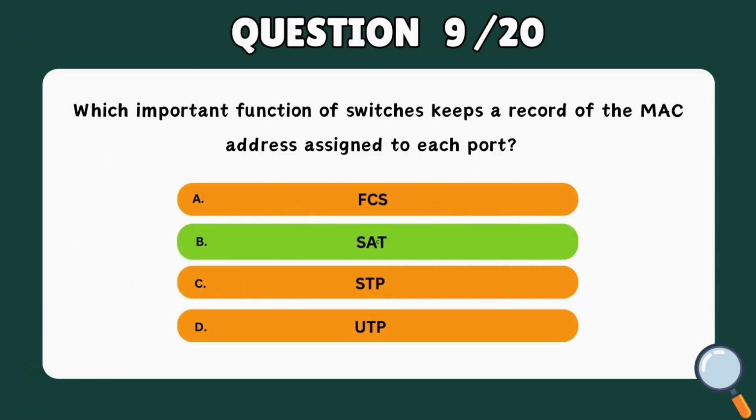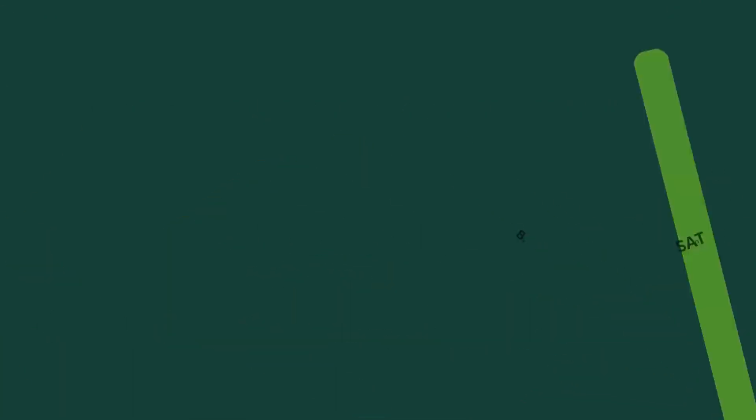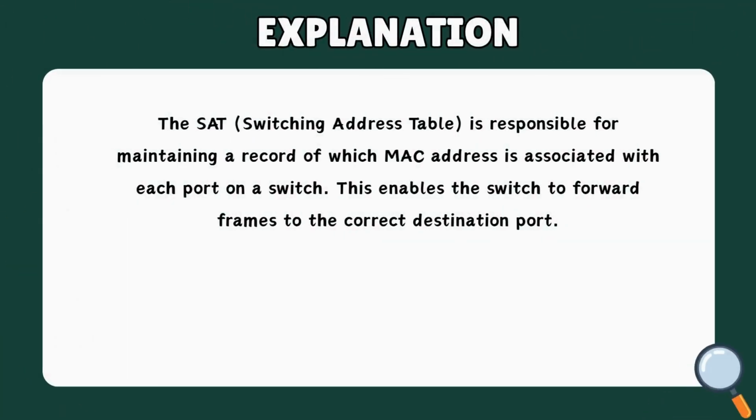Correct answer: B. SAT. The SAT, Switching Address Table, is responsible for maintaining a record of which MAC address is associated with each port on a switch. This enables the switch to forward frames to the correct destination port.